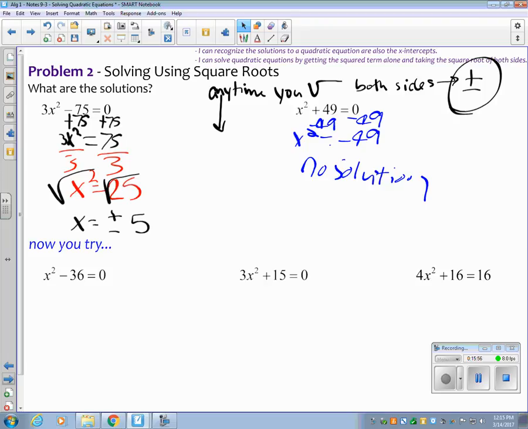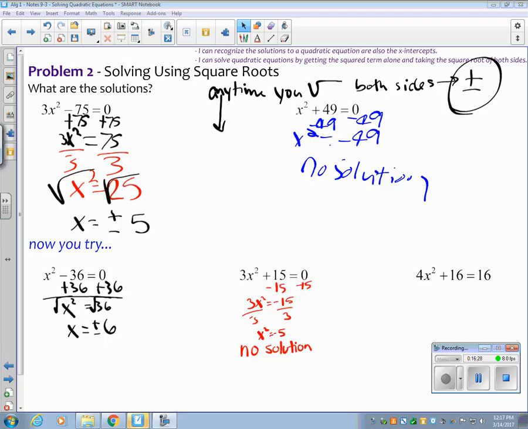So you guys, now you try. So the first one is, when you add the 36 to both sides and then take the square root, you get plus or minus 6. If you were to do this on a test and you were to just write x equals plus or minus 6, you would not get full credit. You need the work to show that you know how to solve it.